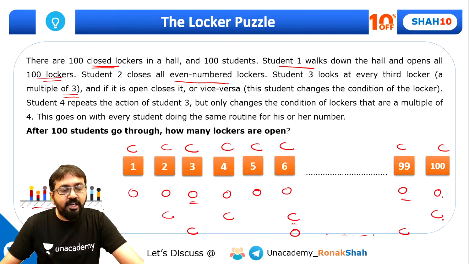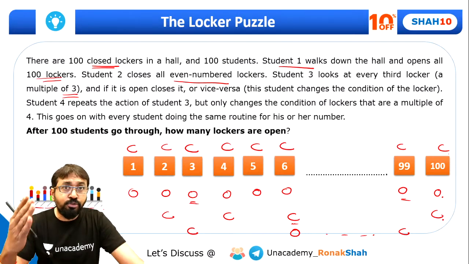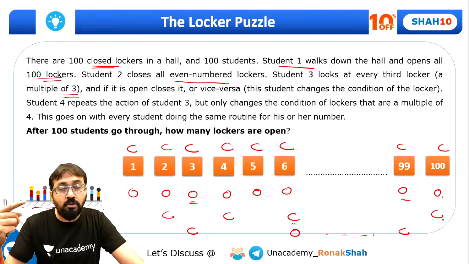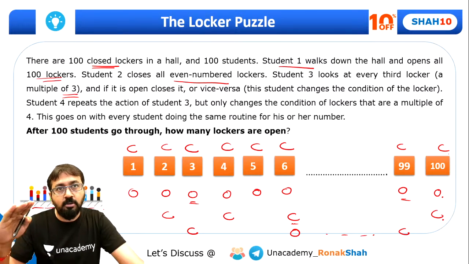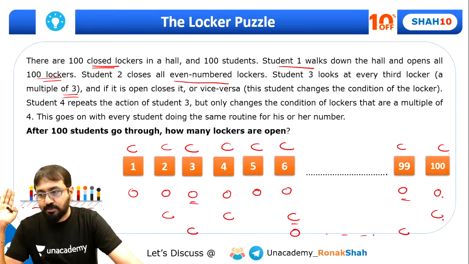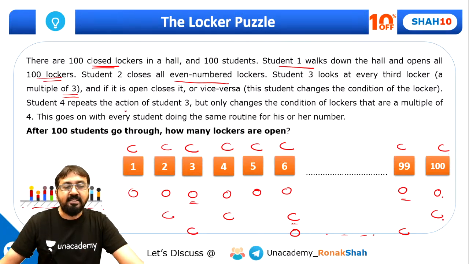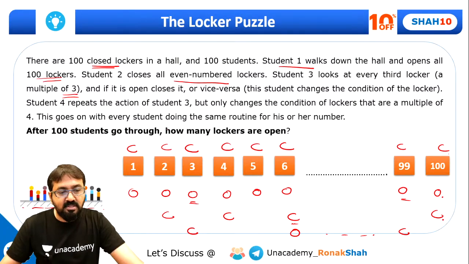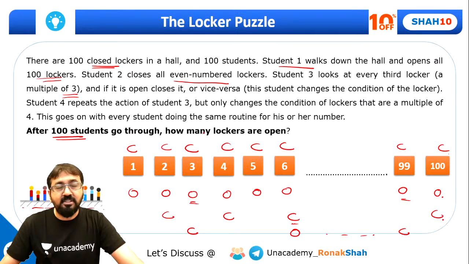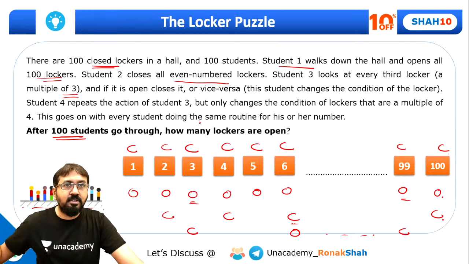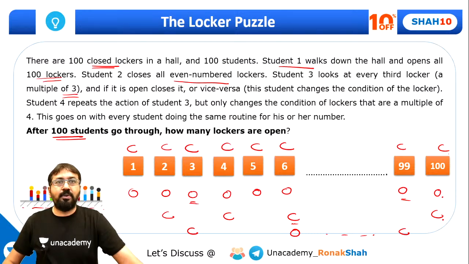Same way, the 4th student comes and repeats the same step. The 4th student will change the position of lockers which are multiples of 4. That means he will close or open locker number 4, 8, 12, 16 and so on. And this is done by these 100 students. So after 100 students have gone through, how many lockers are open? This is what you need to find out. After 100 students have passed the hall, how many lockers will be open?